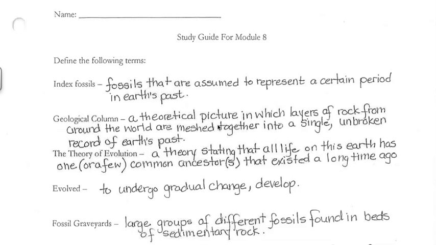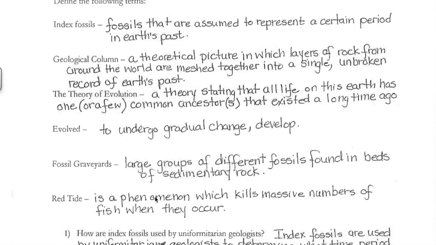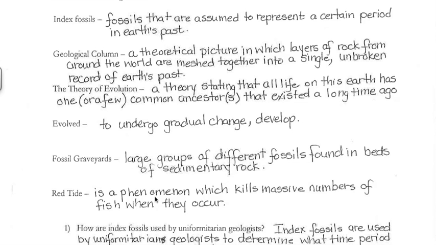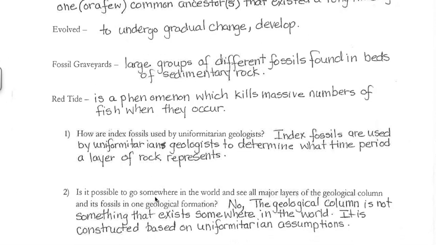Evolved. This is the process of something undergoing gradual change or development. Fossil graveyards. These are large groups of different fossils found in beds of sedimentary rock. Red tide. This is a phenomenon which kills massive numbers of fish when it occurs. It's a special type of, if I'm not mistaken, algae that forms.